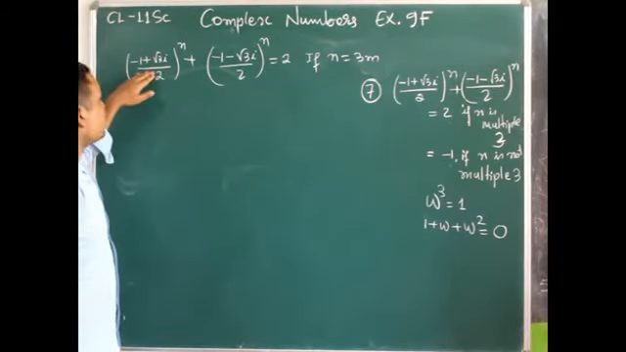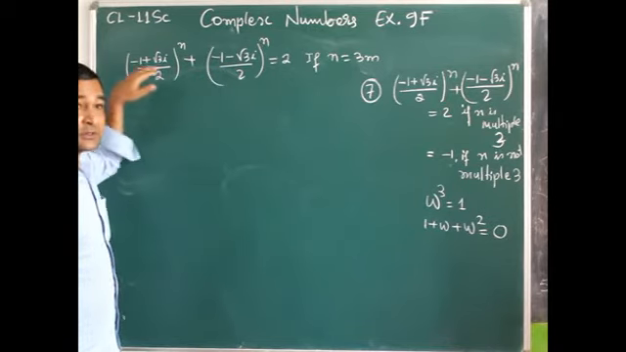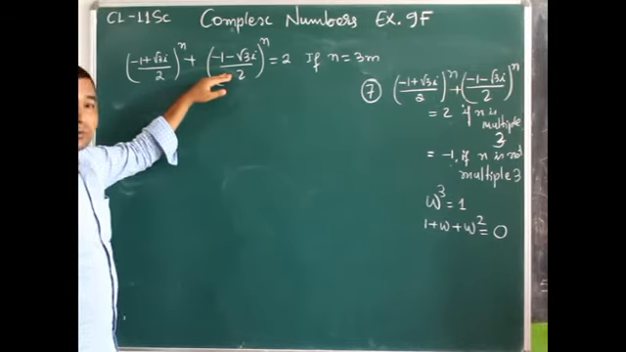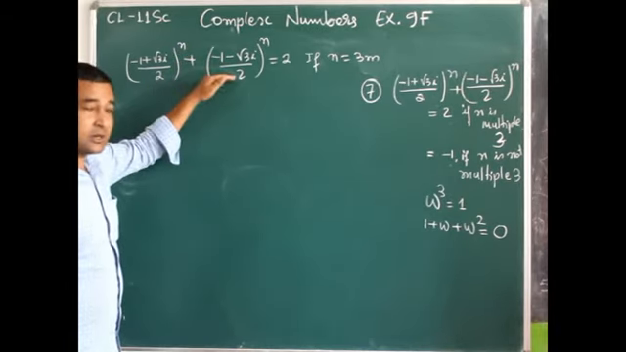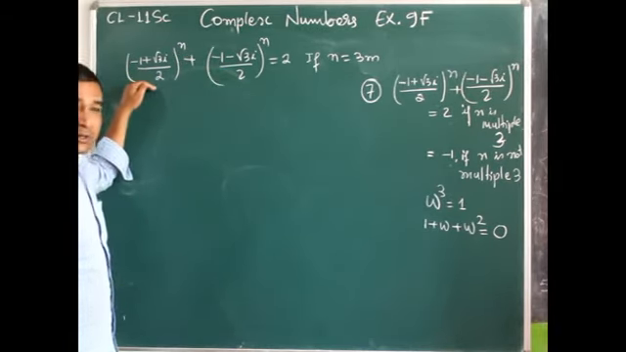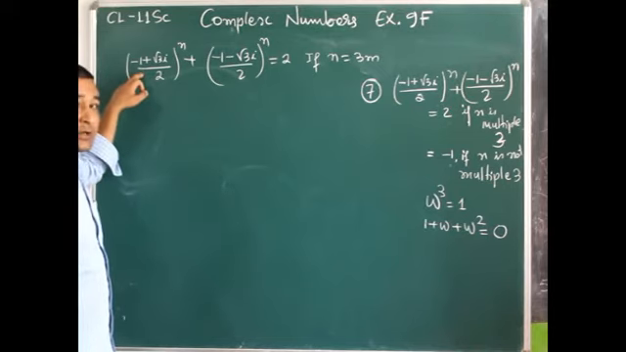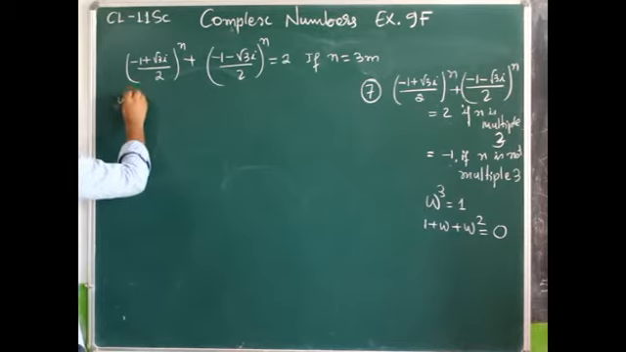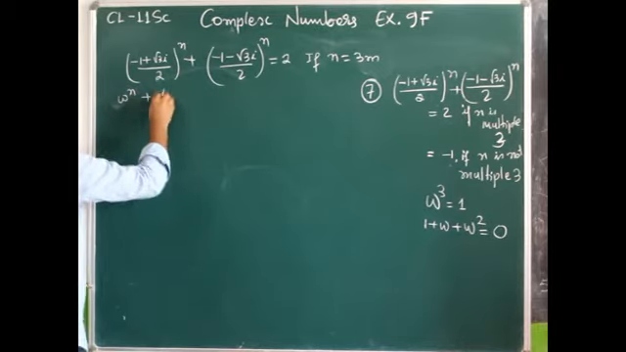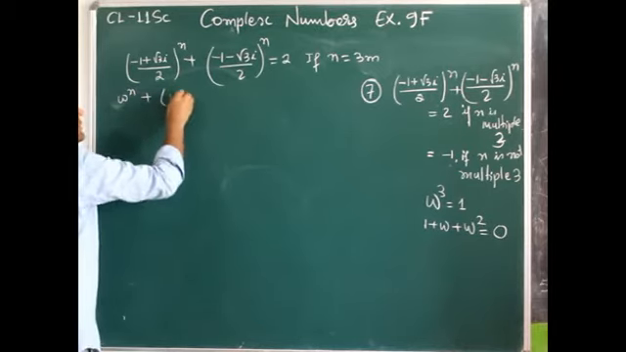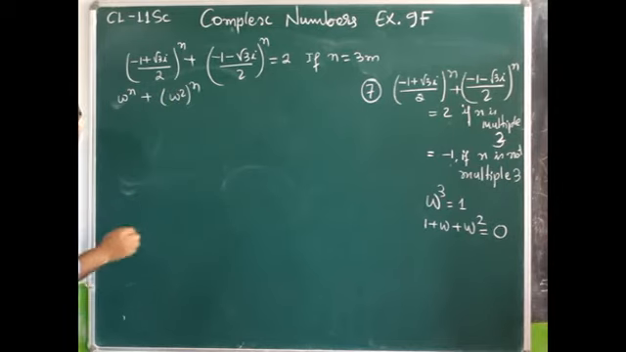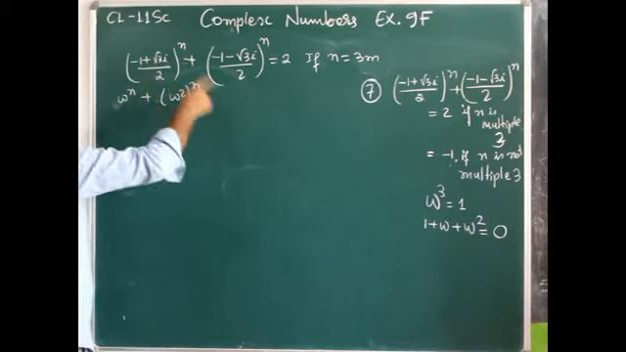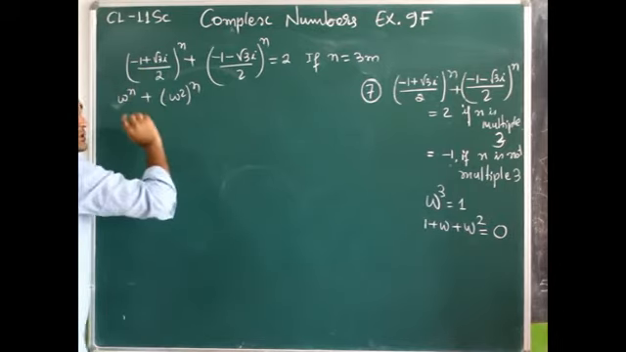Now this is omega and this is omega square. If you consider this to be omega, then this is omega square, the values of the cube root of unity. That means we are going to replace this by omega, so this is omega to the power n, and this is omega square to the power n. Remember, it is our choice. If this is omega, then this is omega square.